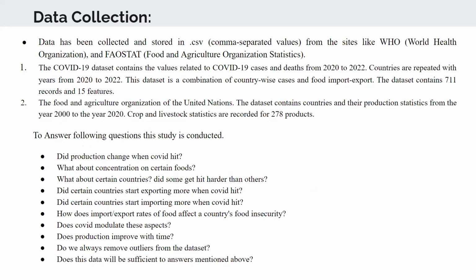Moving to the data collection, data has been collected and stored in CSV format from World Health Organization and Food and Agriculture Organization statistics. Details about the data sets are below. We also tried to answer these questions, and this study is concluded on this.